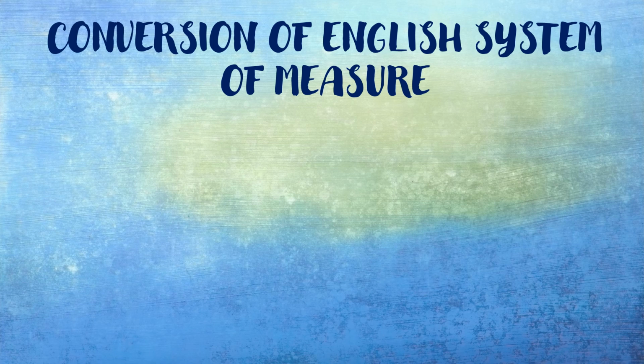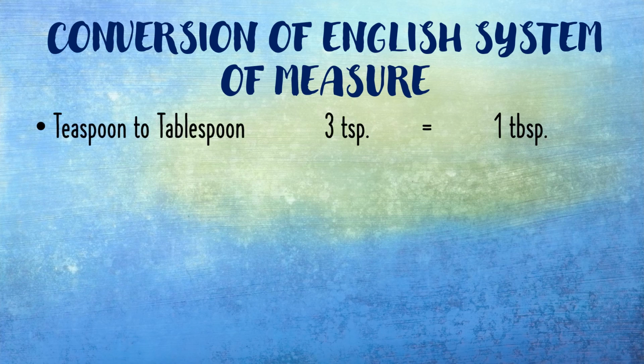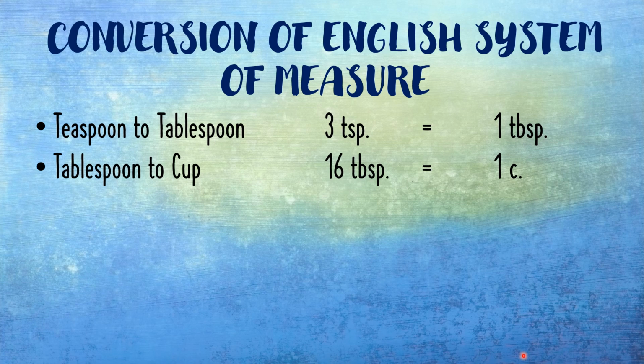Proceed tayo sa conversion of English system of measure. So, kung kanina, nag-move lang tayo ng point, kapag sinabing metric system. Kapag naman sinabing English system, meron na siyang mga equivalent measurements. So, from teaspoon to tablespoon, 3 teaspoons is equal to 1 tablespoon, or ang isang kutsara ay katumbas ng 3 kutsarita. Next, tablespoon to cup. So, 16 tablespoons is equal to 1 cup, o ang isang tasa ay katumbas naman ng 16 na kutsara.